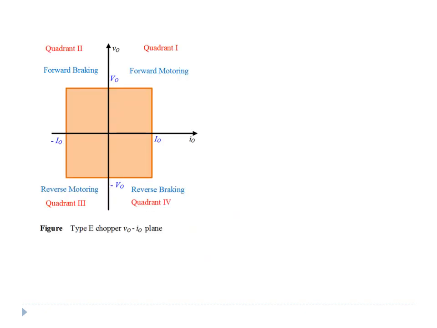So basically, if we combine the four quadrants, we can see that when in x-axis we are taking current and y-axis is the voltage. So when both are positive, it is termed as forward motoring action. When current is negative but voltage is positive, it is forward braking. When both are negative, it is reverse motoring. When voltage is negative and current is positive, it is reverse braking.